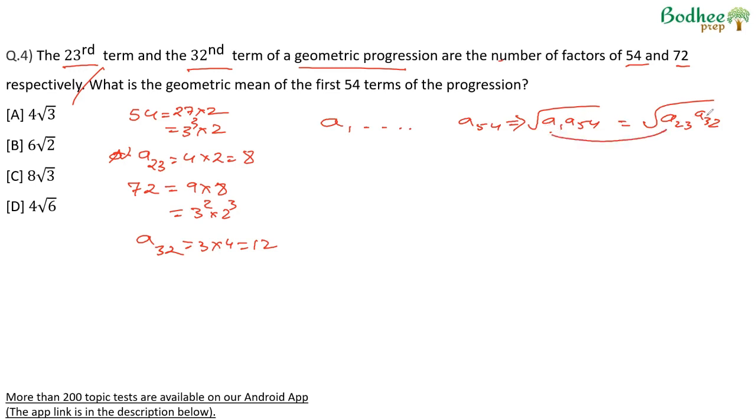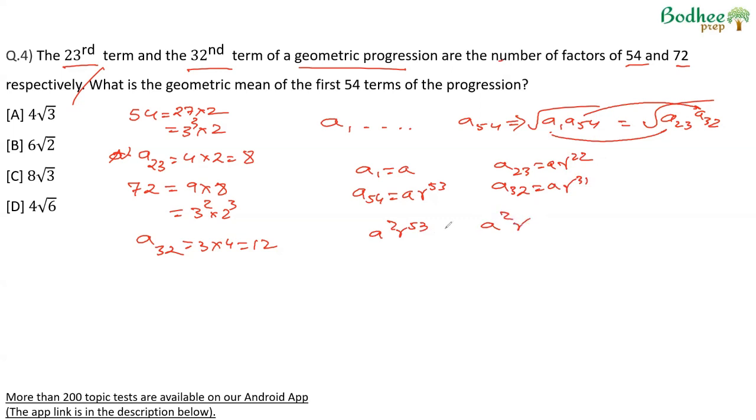A23 is 22 terms ahead of A1. A32 is 22 terms behind A54, and therefore the product will be the same. Or another way of looking at it could be, say, the first term is A. A54 is A into R raised to power 53. Therefore, A1 into A54 will be A square R53. If you look at A23 and A32, A23 will be A into R22, A32 will be A into R31. If we multiply, we'll get the same number, that is A square R raised to power 53, 22 plus 31.